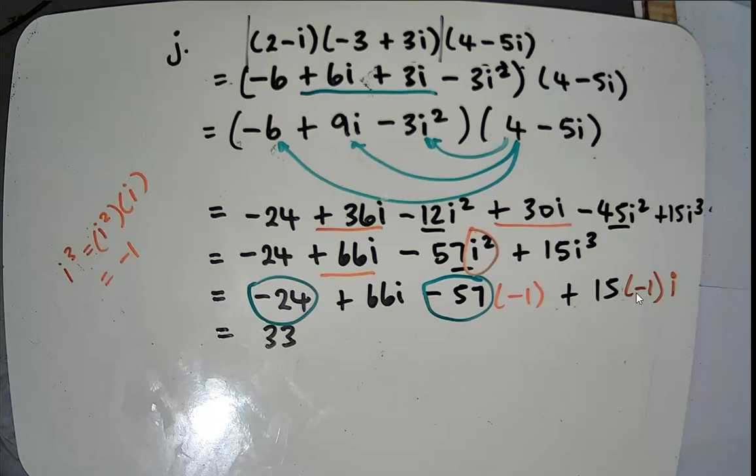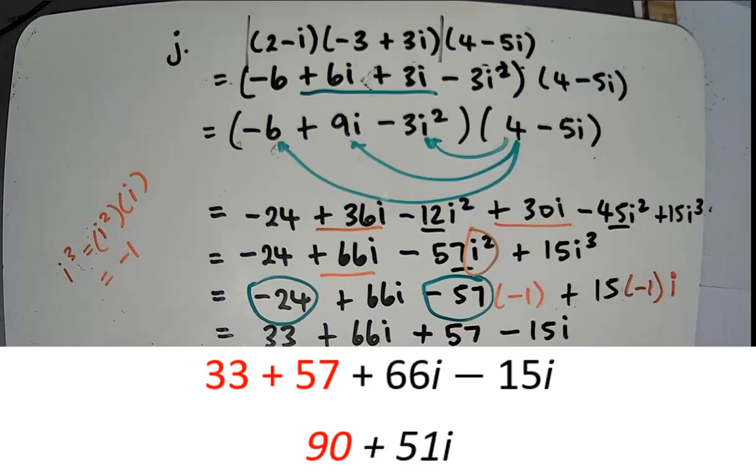Then we have minus 15i here. So 66i plus 57, which is that number there, minus 15i. So this became 15i. So our final answer here will be 33, and 66i minus 15i will give us 51i. So our final answer will be 33 plus 51i.